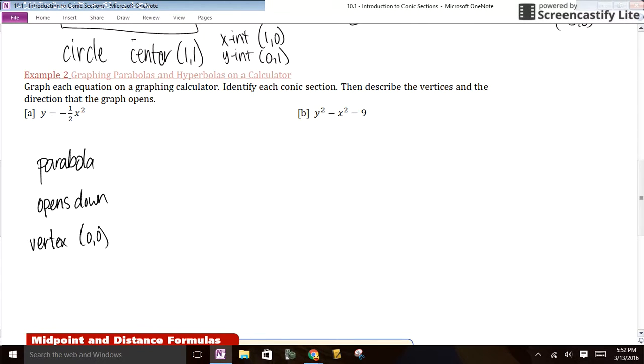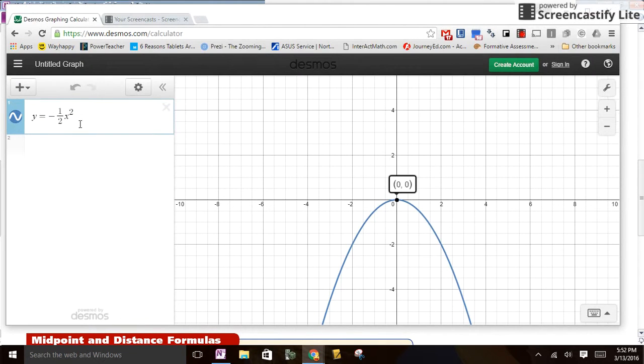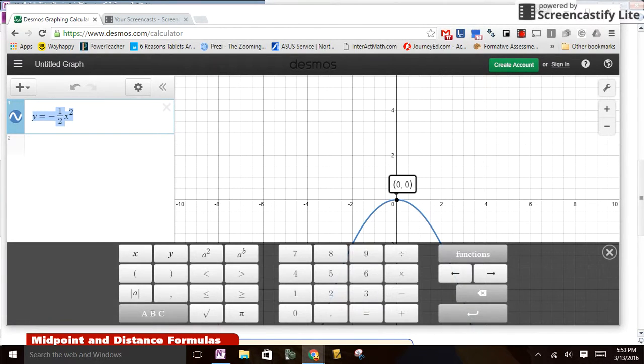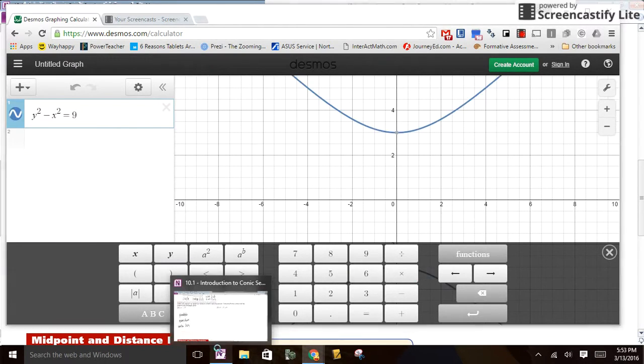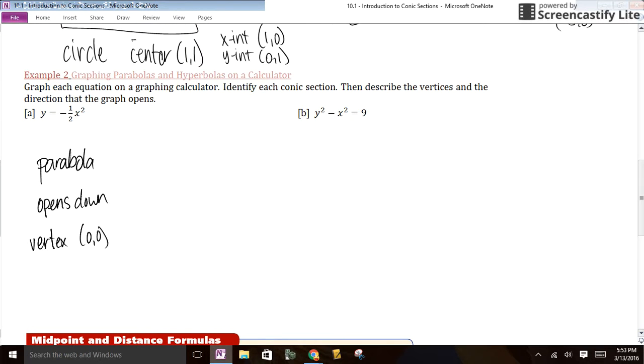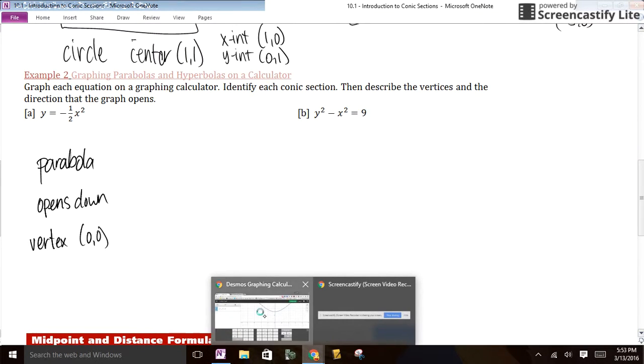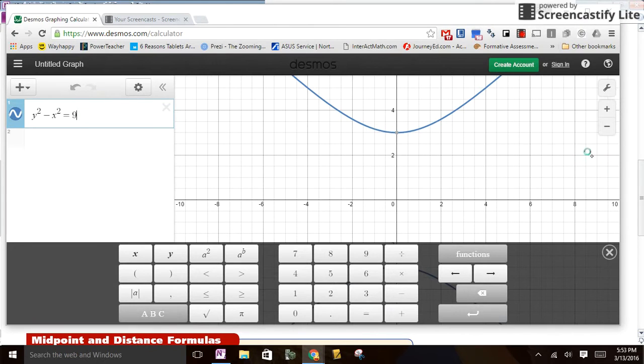This is where you'll really like Desmos. Y squared minus x squared equals 9. So I'm going to come back here, and I'm going to just type it in exactly how it is. No making it say y equals. So what was it? Y squared minus x squared equals 9. I guess I should really look. Y squared minus x squared equals 9. Yes, sirree. And so if you notice now, there is my graph.